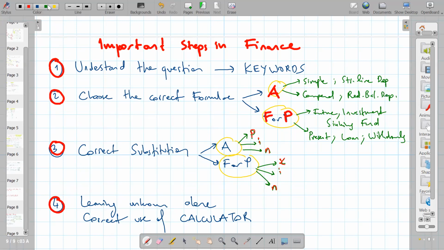Okay, what could be the keywords? Like we have mentioned, when the question says inflation, population, that's compound interest. If the question says compounded monthly, so you know it is going to be M equals 12. It can be compounded quarterly and stuff. Or straight line depreciation, reducing balance depreciation, simple interest, maybe. We didn't mention the hire purchase method.